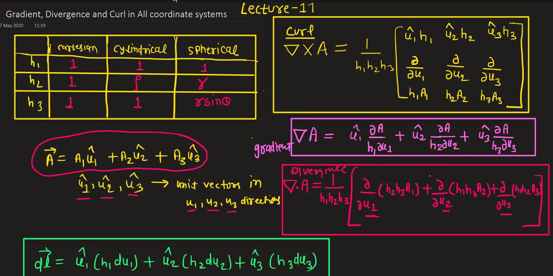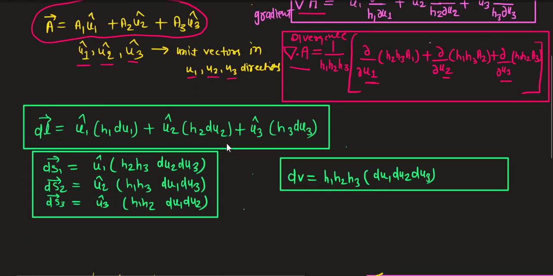So I am taking a general case u1, u2, u3. You can convert these general formulas for any particular coordinate system you want to. And I have written down the formulas for curl, gradient, divergence, and the line integral. This is the line integral. These are the surface integrals, and the line element, the surface element and the volume element.